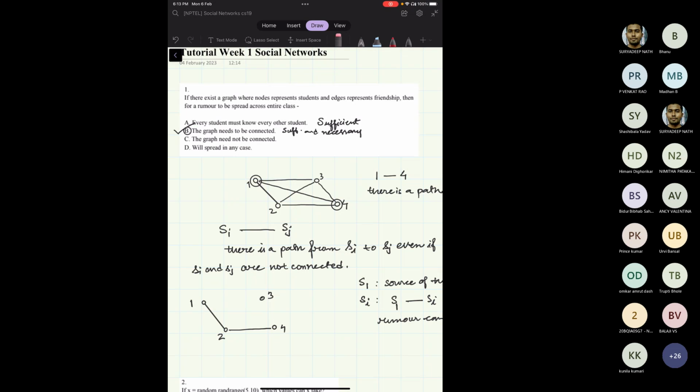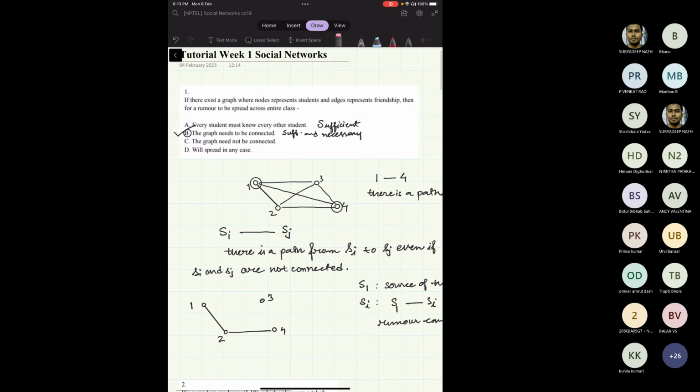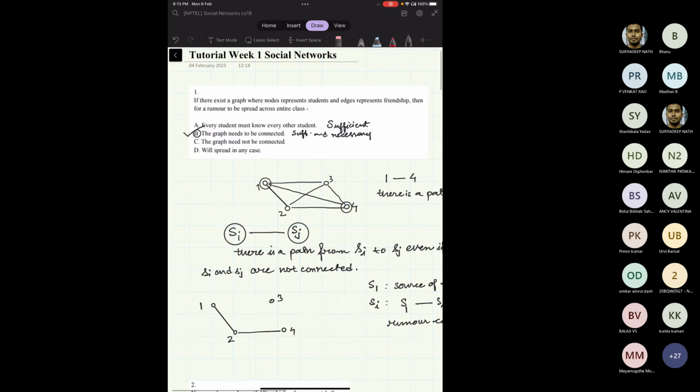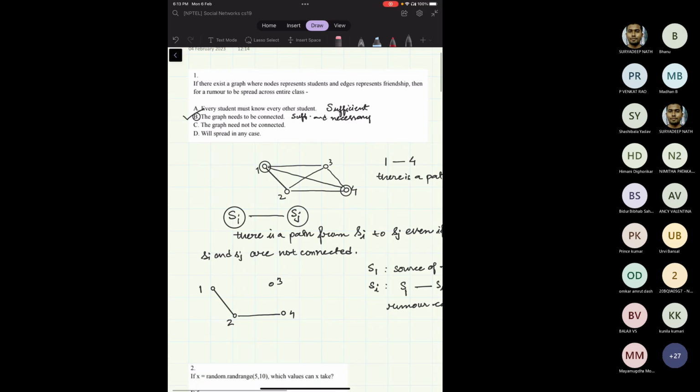So that brings us to the second option, the graph needs to be connected. By definition, it means that if there is student Si and student Sj, in a connected network there is some path from Si to Sj, even if Si and Sj are not connected. Si and Sj represent the students. Si and Sj directly may not be friends, but they are related. They have some mutual friends in between them. So that's how the rumor or the information can pass through.